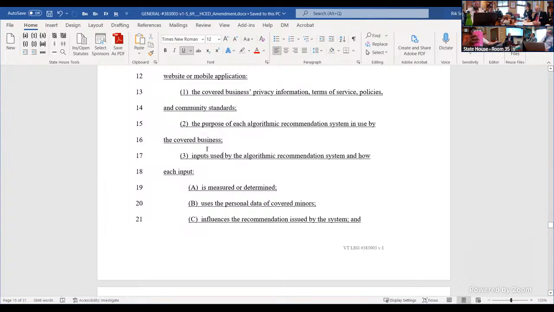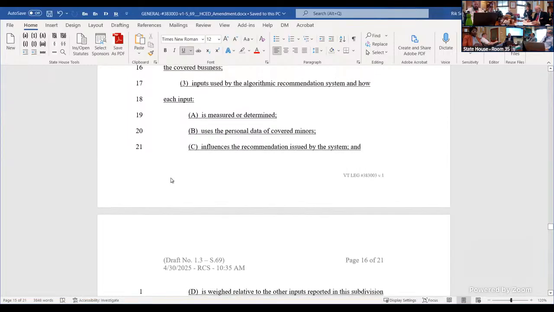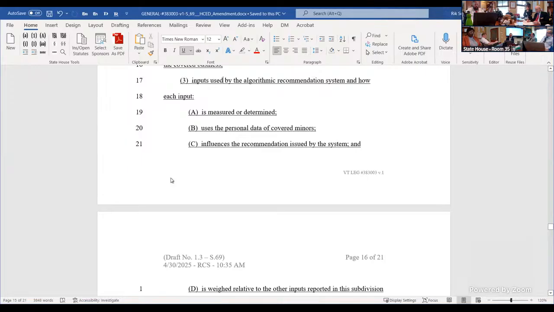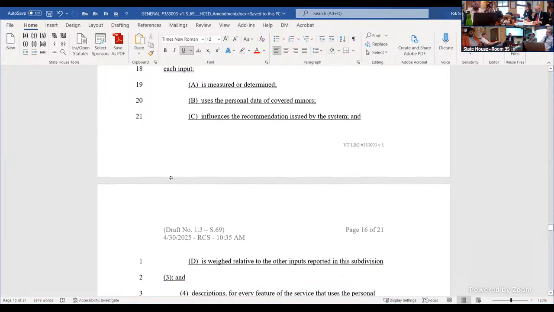Inputs used by the algorithmic recommendation system and how each input is measured or determined, uses the personal data of covered minors, influences the recommendations issued by the system, and is weighed relative to the other inputs reported in this subdivision.